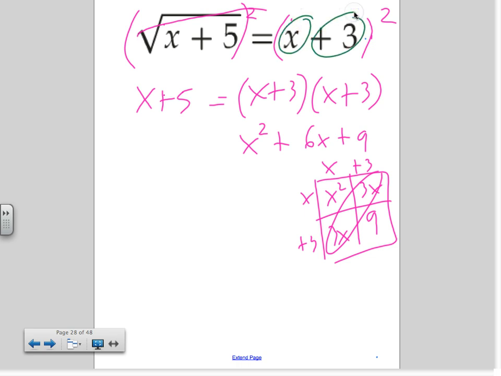You circle your 2 terms and notice: first square, that gives you x squared. Last square, that gives you 9. The 2 circled terms multiplied and doubled give you 6x. That's a quick way to do it without using a box. So that's the right-hand side, and this is the left.